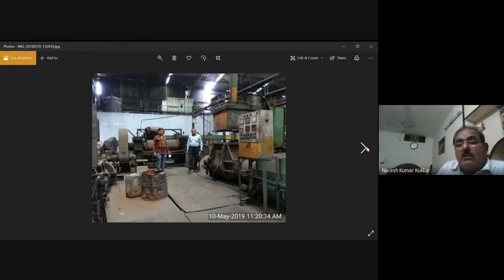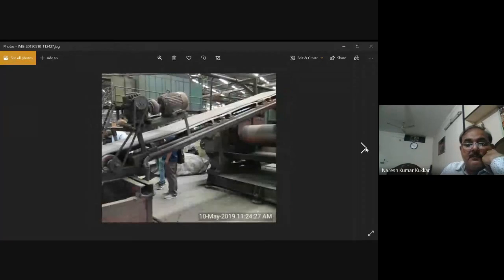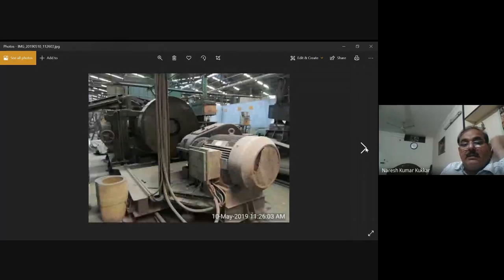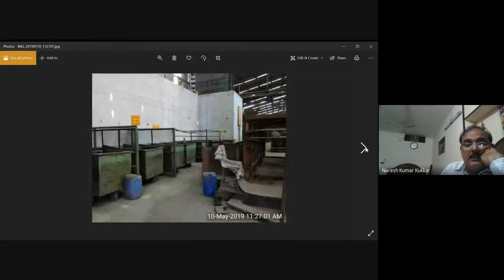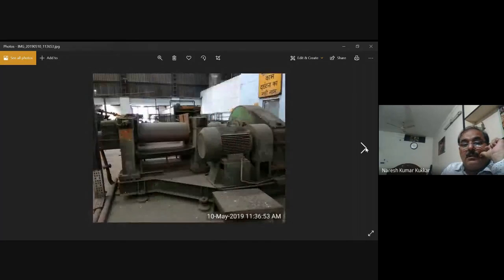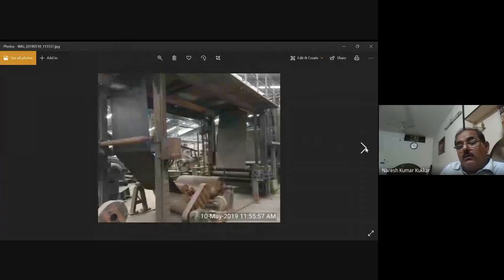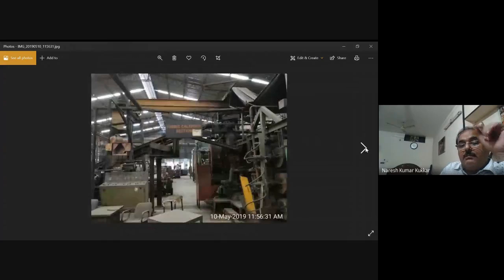The machinery is very old, and this is the basic material used for a rubber factory. Then pressing is done on presses. The chemical area, the rubber cooling area. Now, cutting plants, fabric calendar.